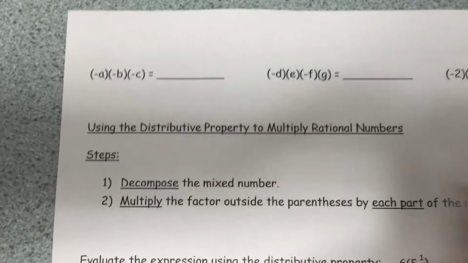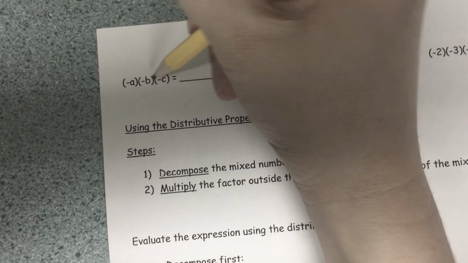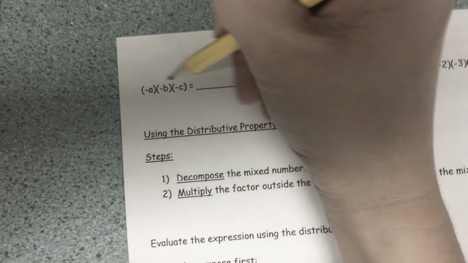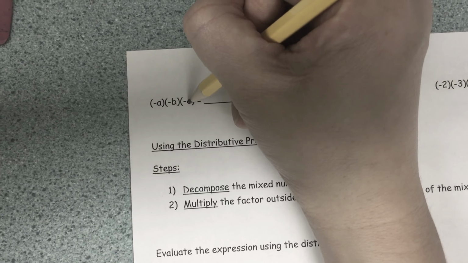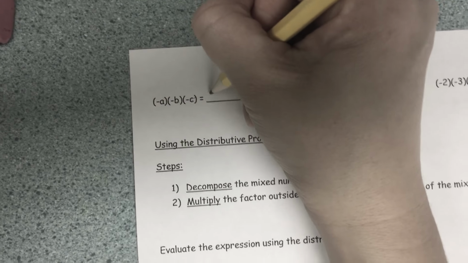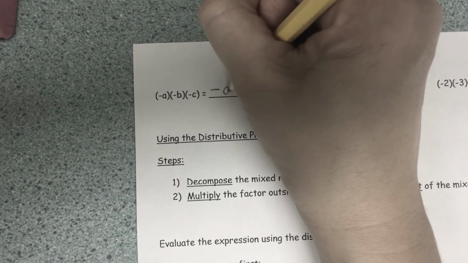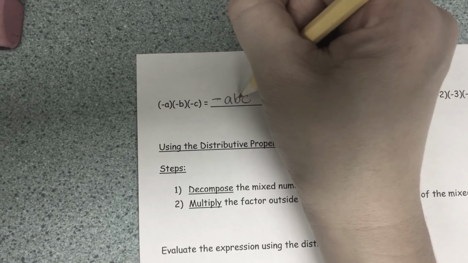We're going to use what we just learned on the back side here for this. A times B times C, but all three are negative. So negative A times negative B times negative C. Well, if there's 3 negative signs, that means it's an odd number. So our answer would be a negative ABC, because that's A times B times C.